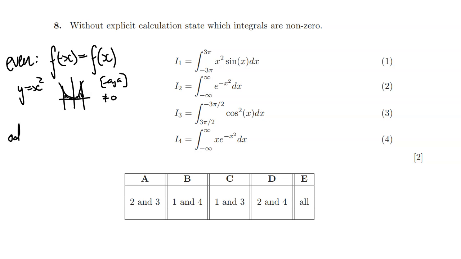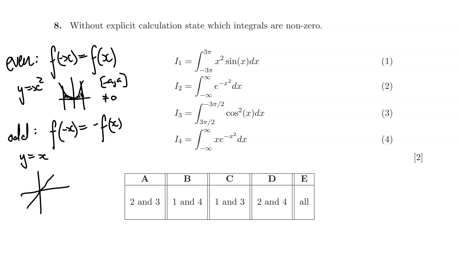Conversely, if you consider an odd function, whose definition is f of minus x equals minus f of x, for example, a really simple one being y equals x, that graph looks something like this. Again, if you go from integral minus a to a, you get two areas that are equal but opposite, because an odd function is anti-symmetric, and those areas will cancel to 0.